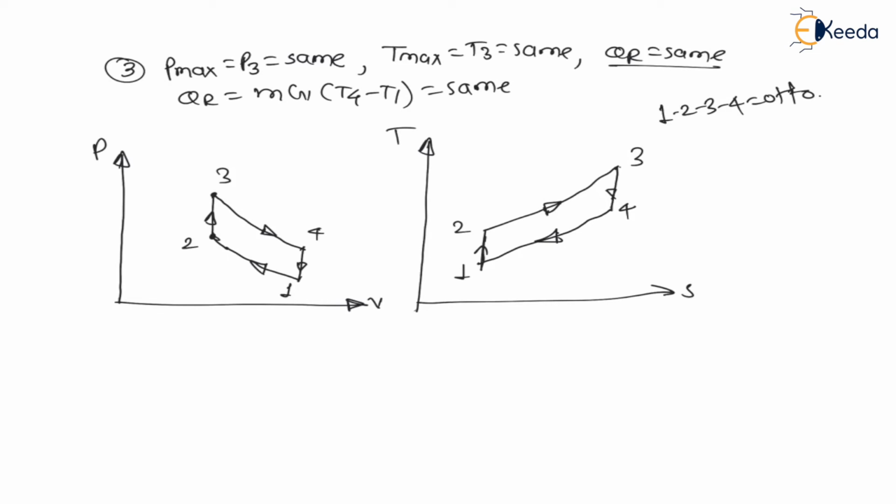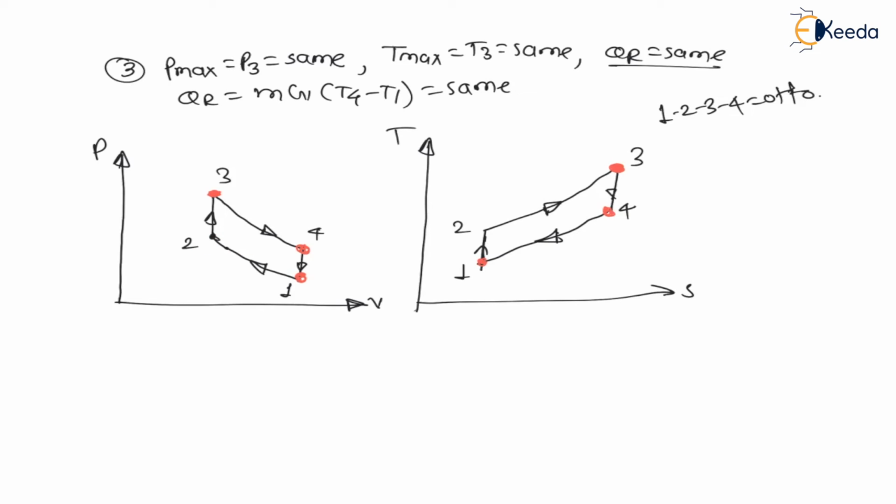Now let us understand the diesel cycle here. Now here, my dear students, maximum pressure is the same, maximum temperature is the same. That means point number 3, P3 is fixed, T3 is fixed, point 3 is fixed, and heat rejection is also the same. That means T4 minus T1, this difference is fixed, means 4 and 1 are fixed. Therefore 4 and 1 are fixed. That means only point 2 will change for Otto and diesel.